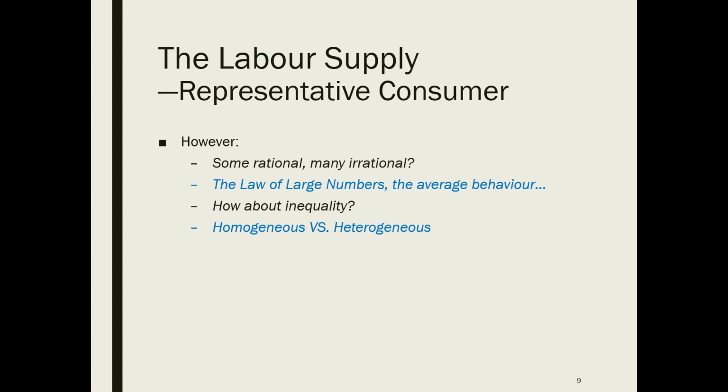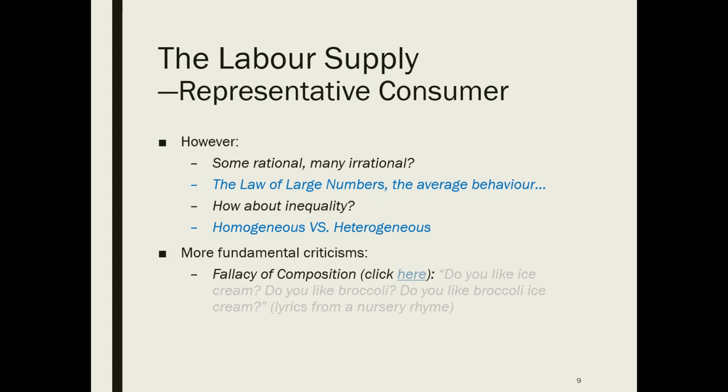Compared to the two technical criticisms, there are two fundamental criticisms to the representative agent assumption. The first is the fallacy of composition, which argues that the whole may not have what parts have. I still remember the nursery rhyme my son used to sing. It goes like, "Do you like ice cream? Yes. Do you like broccoli? Yes. Do you like broccoli ice cream? Yuck." And the same logic goes to the representative agent assumption.